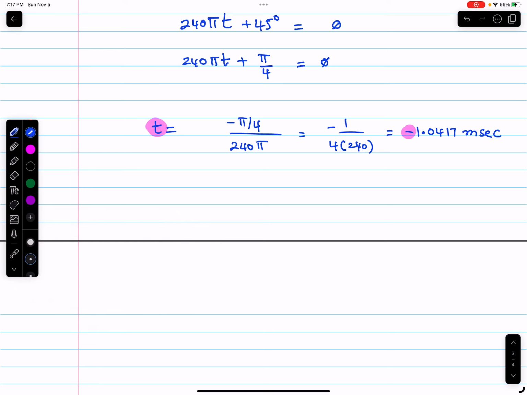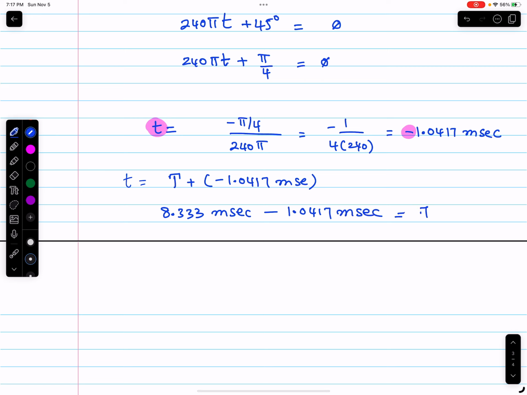So t really is one time period plus this answer that we got, negative 1.0417 milliseconds. We did calculate the time period: 8.333 milliseconds minus 1.0417 milliseconds. That should give you 7.2917 milliseconds. Okay, here is the answer.